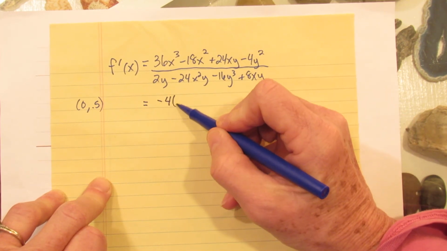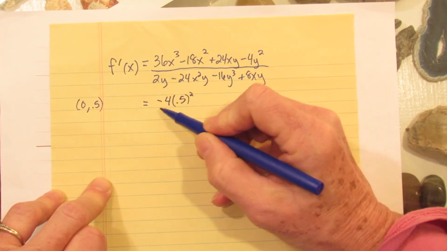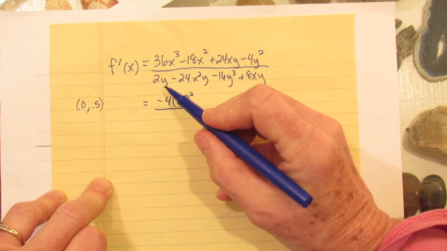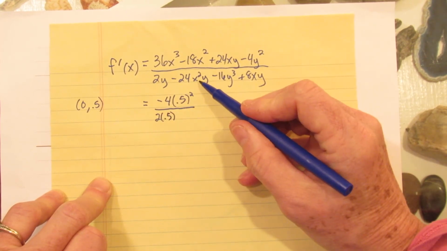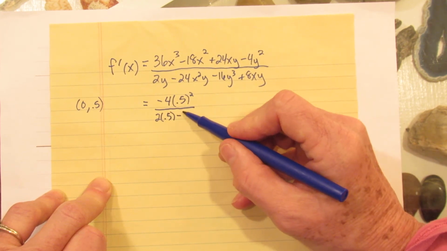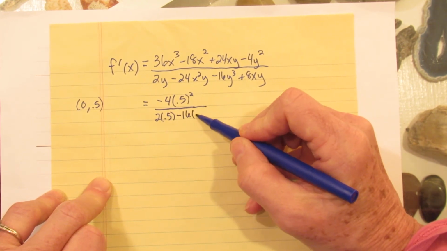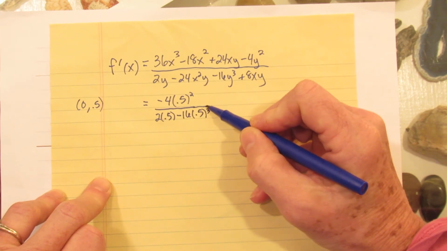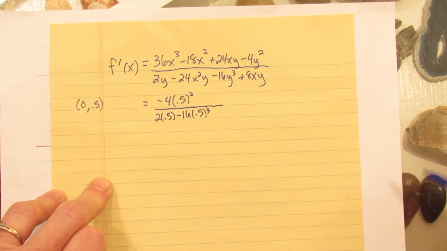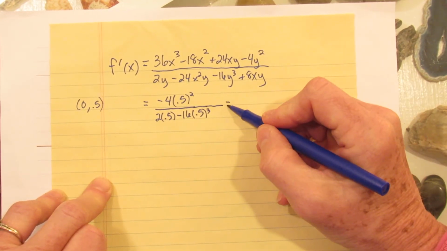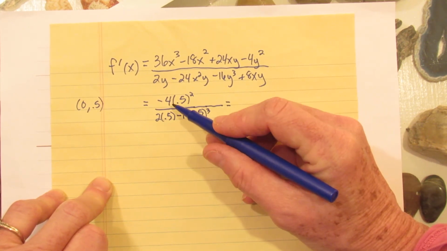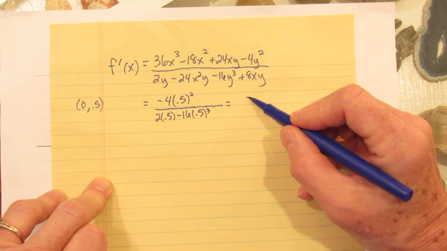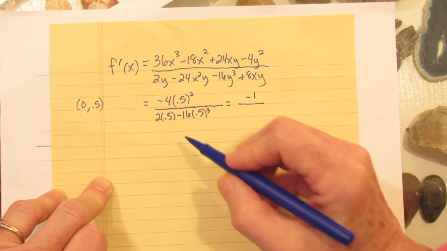So we'll have 4 times 0.5 squared. And then the denominator, I'll have 2 times 0.5, but that term will be 0. And then we'll have 16 times 0.5 cubed. And then that term will be 0. And let's see, in the numerator here, 0.5 squared is 0.25. 0.25 times 4 is 1, so we get negative 1.